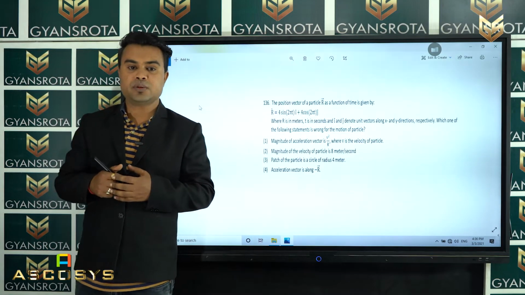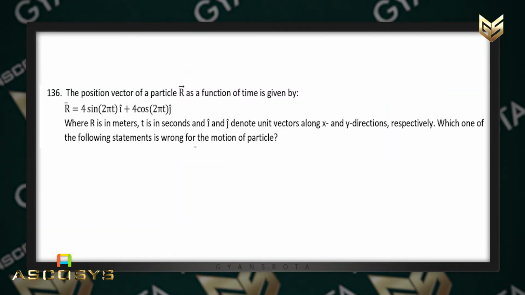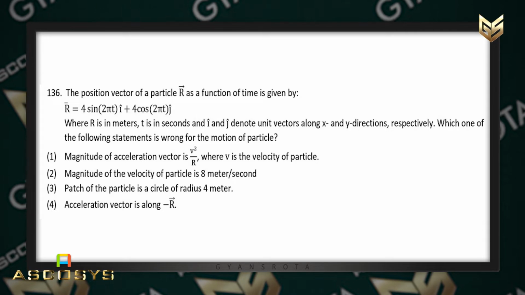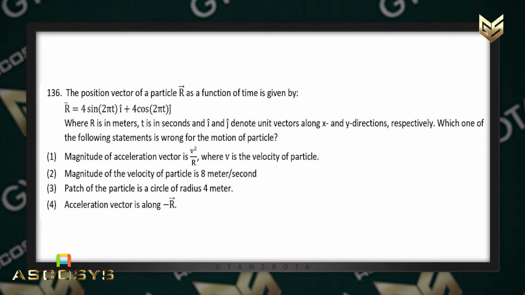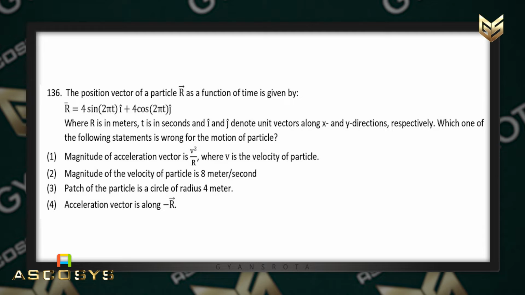So let us see. The first question says that the position vector of a particle as a function of time is given by r equals 4 sin 2 pi t i cap plus 4 cos 2 pi t j cap, where r is in meter, t is in second, and i and j denote unit vectors along x and y direction respectively. Which one of the following statements is wrong for the motion of the particle?